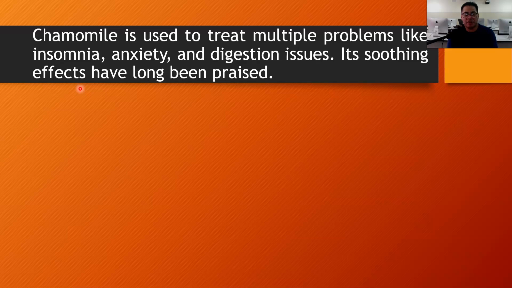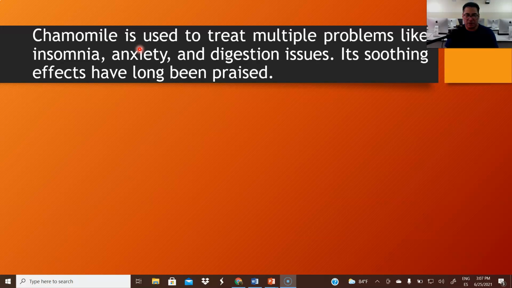Chamomile is used to treat multiple problems like insomnia, anxiety, and digestion issues. Its soothing effects have long been praised. So, I can see that I have this past participle, used. I can see this infinitive, to treat. I need to decide if it's only an infinitive or if it's an infinitive phrase. And I can see, to treat what? To treat multiple problems. Like what problems? Multiple problems like insomnia, anxiety, and digestion issues, all of these.